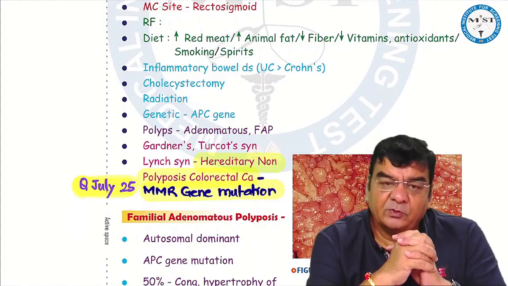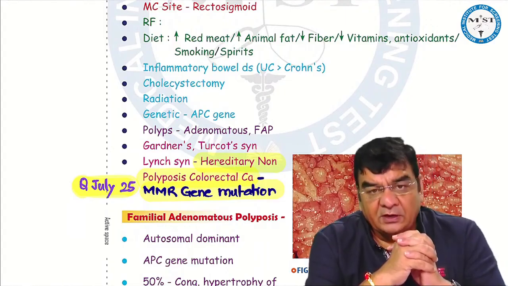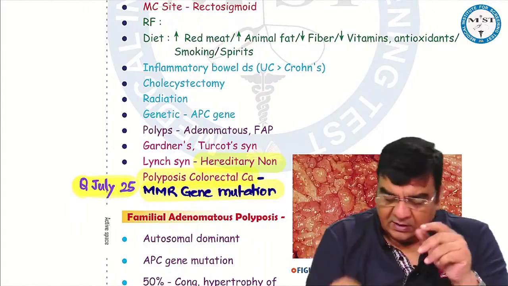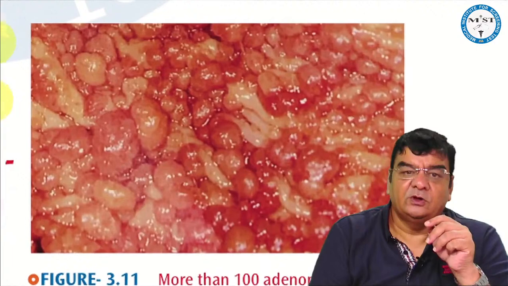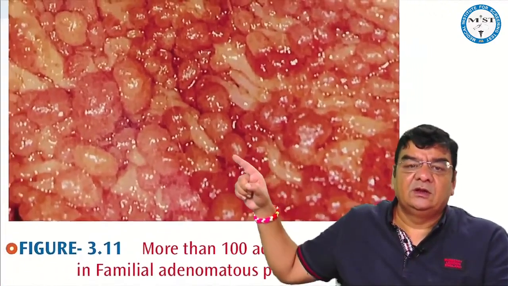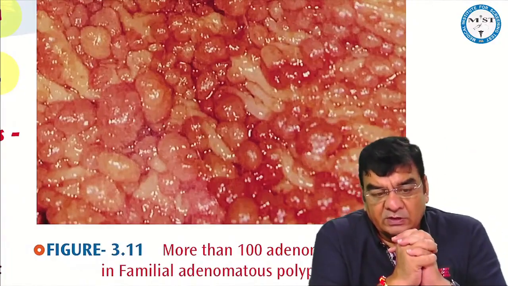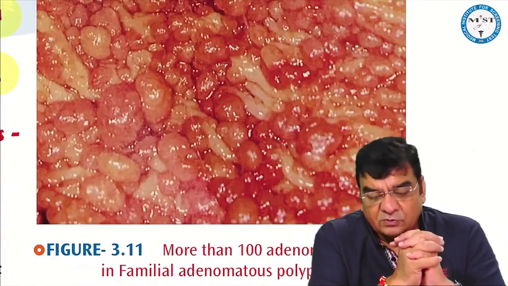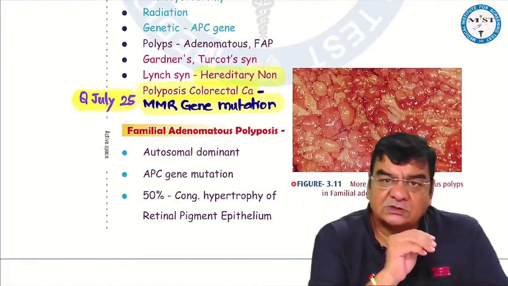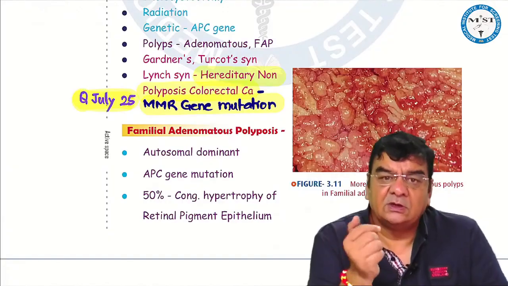Radiation exposure, mutation in APC gene, various polyps like familial adenomatous polyposis, very commonly associated with colon cancer. And in this familial adenomatous polyposis, as you can see, there are numerous adenomatous polyps in the colon. This can be associated with Gardner's syndrome when FAP is associated with epidermoid cyst. It can be associated with Turcot syndrome when FAP is associated with brain tumors.